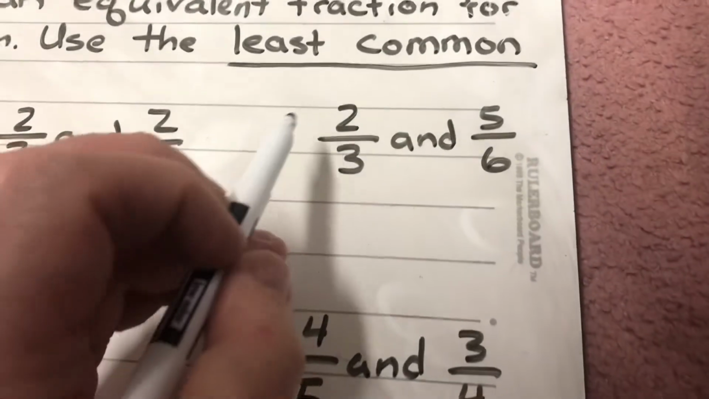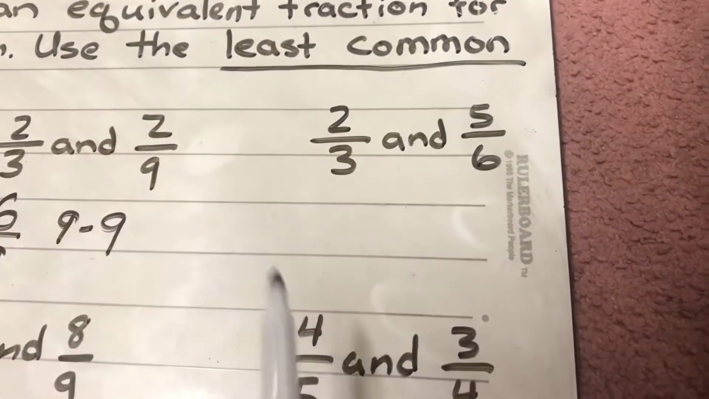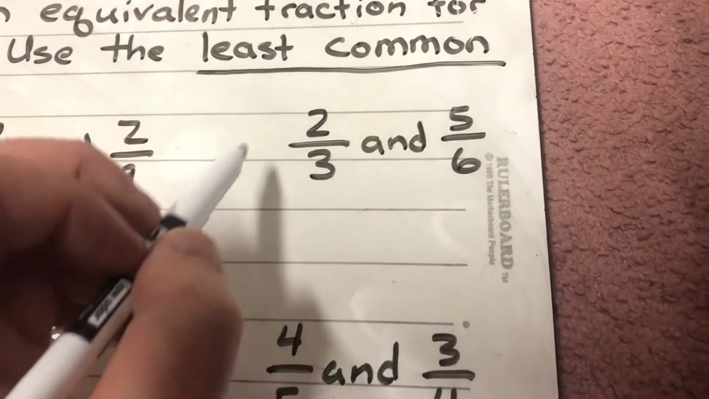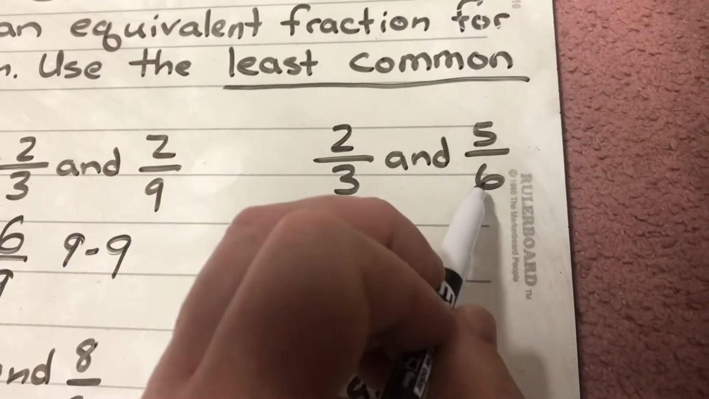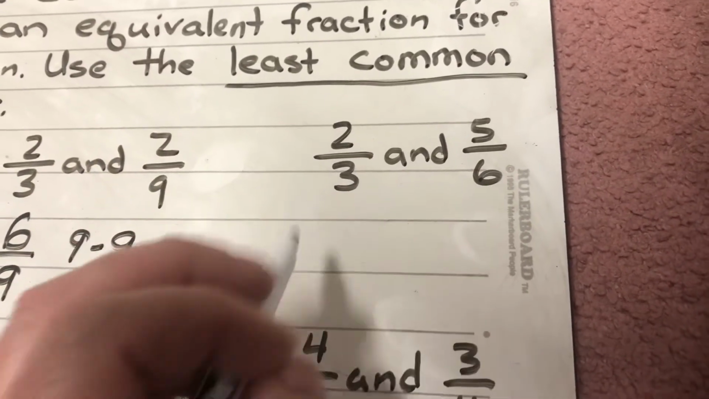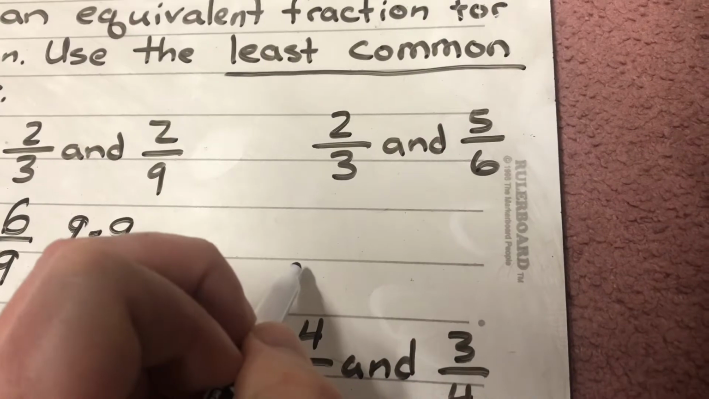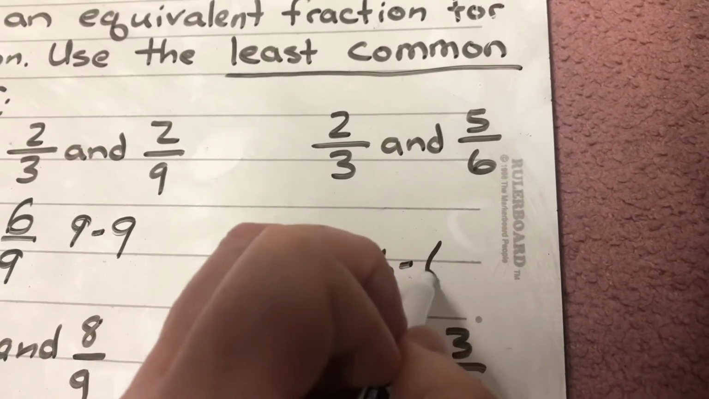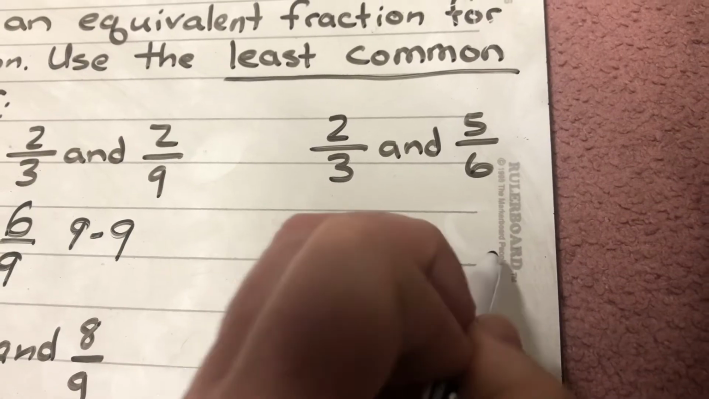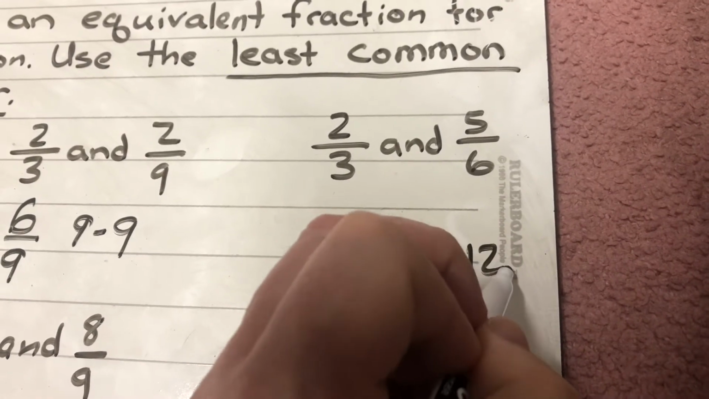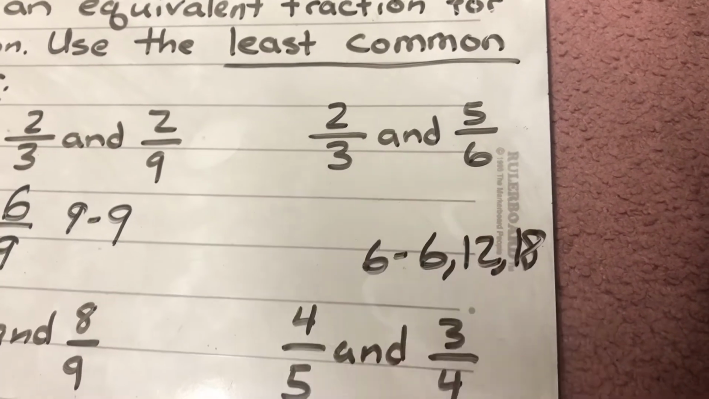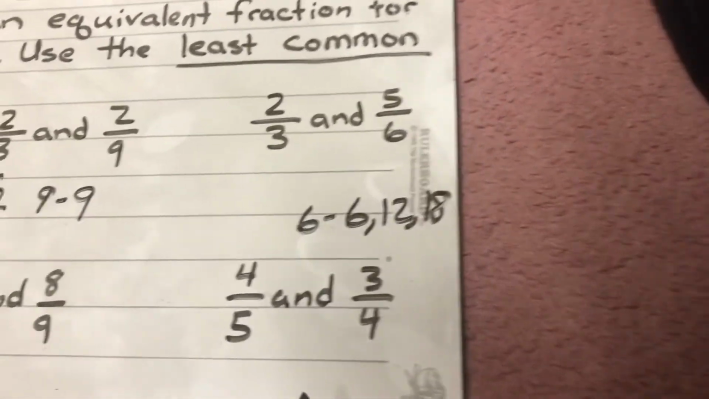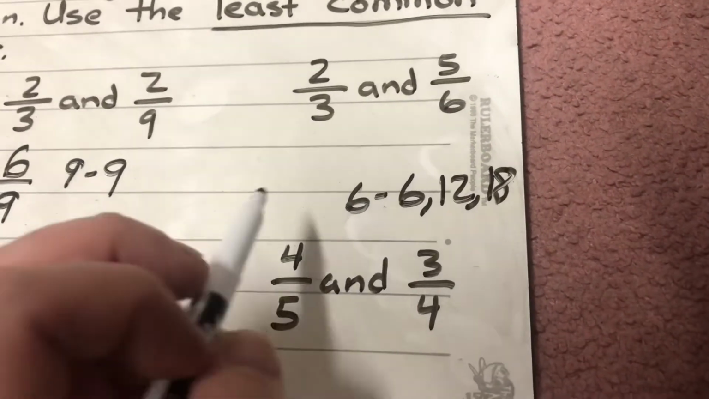Okay? So, let's look at this one. Now, 2 over 3 and 5 over 6. I see that 6 is the bigger denominator between 6 and 3. So I'm going to think, well, 6 times 1 is 6. 6 times 2 is 12. 6 times 3 is 18. Now this time I went a little further than I needed to because I want to show you something here.